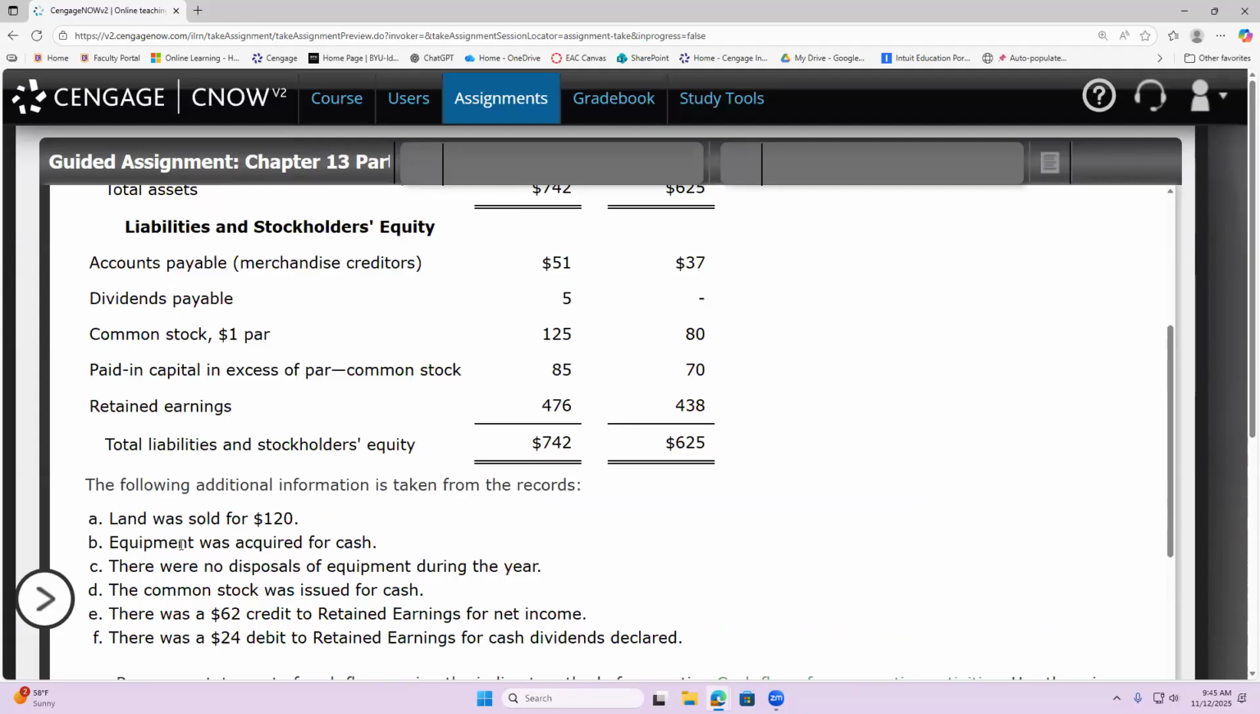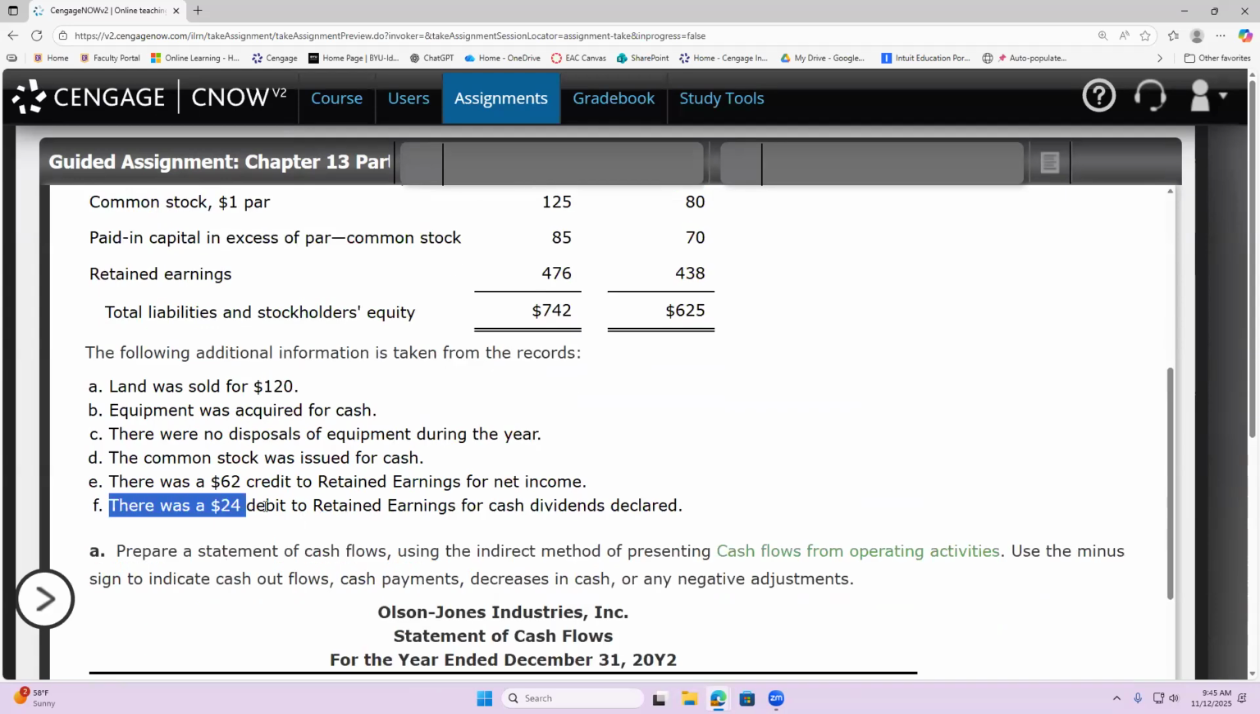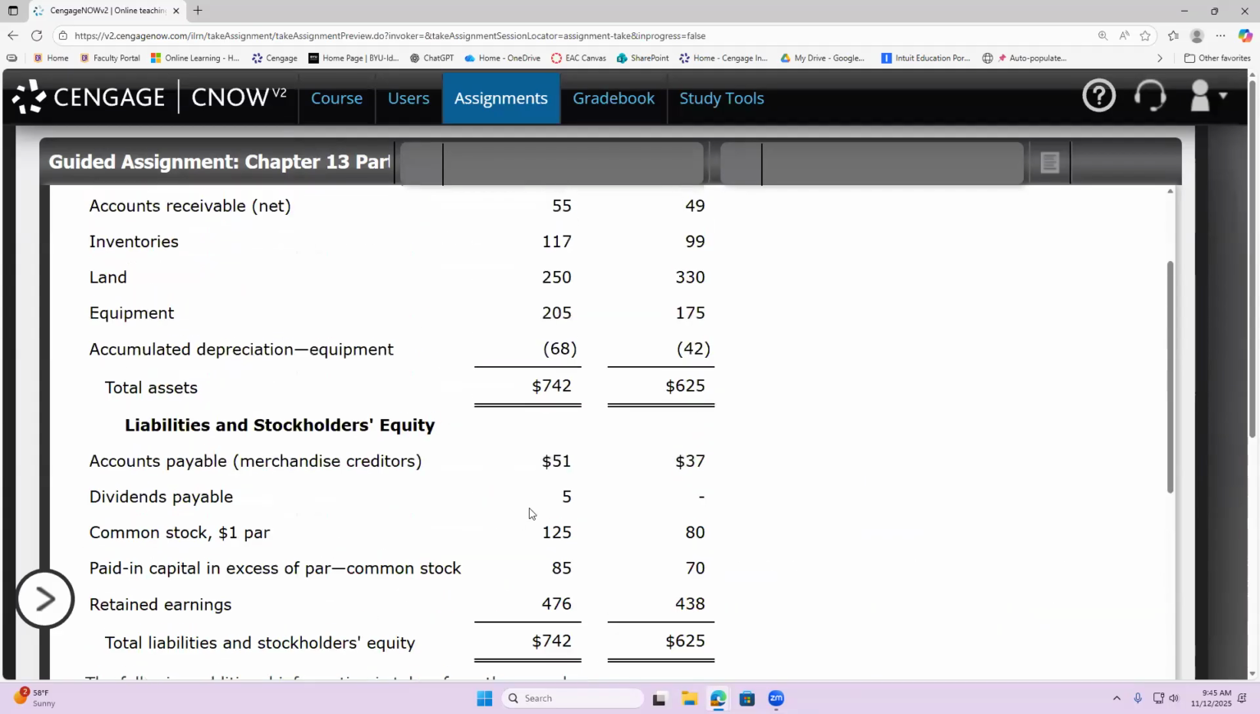Land was sold, equipment was acquired, no disposals, common stock issued for cash. Here we go. There was a $24 debit to retained earnings for cash dividends declared. So if we declared 24 and the balance is now 5, then we must have paid out 19. Does that make sense? Yes. It's a little confusing.